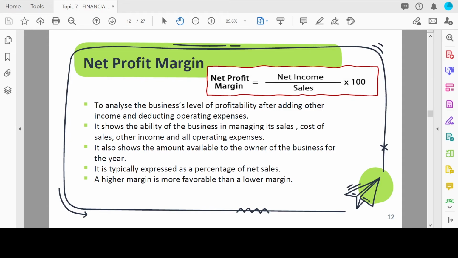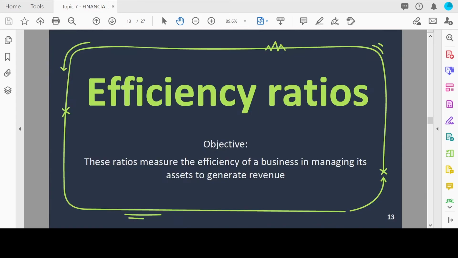It is typically expressed as a percentage of net sales, and similar to gross profit margin, a higher margin is more favorable than a lower margin. Because if you have a higher margin, meaning that you have more at the end of the day as the owner.